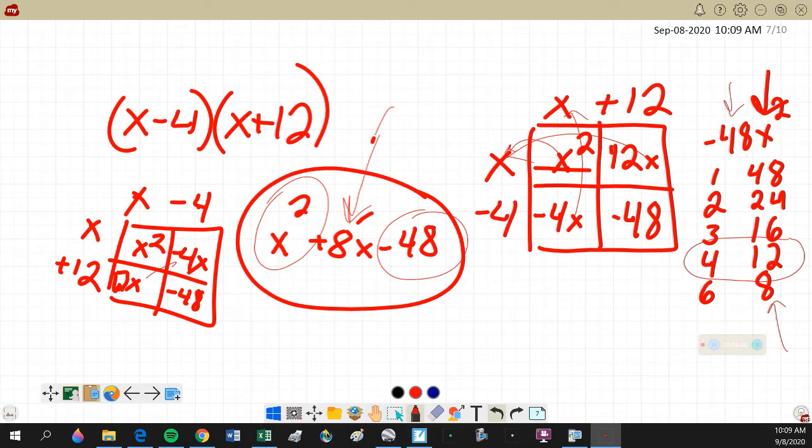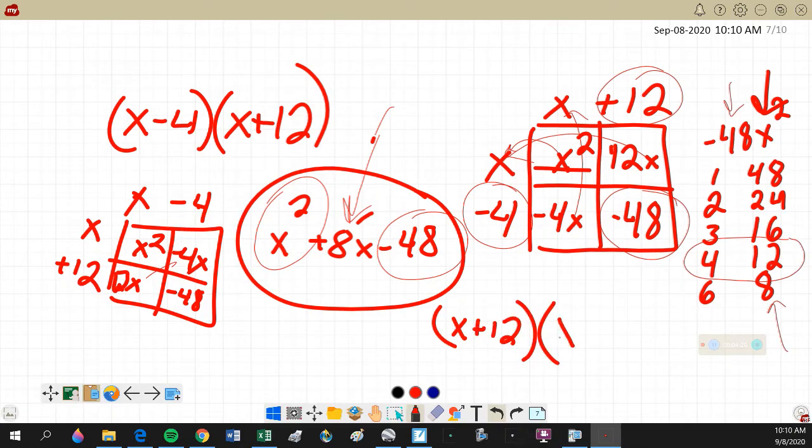And then you can always check to make sure that you did it correctly by taking this number and multiplying it by this number to see if you get this number. If that works, you probably did it correctly. So the factors for this are x plus 12 and x minus 4. Does that make sense?